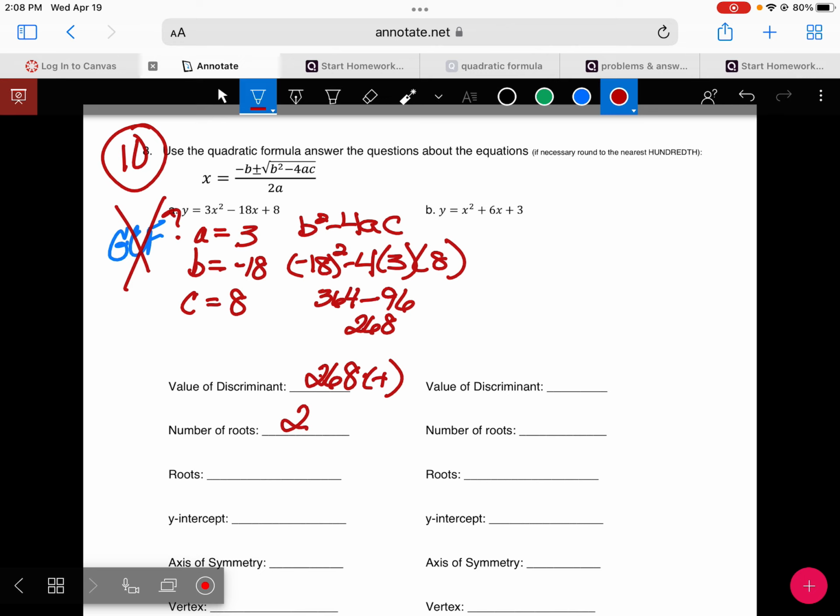What if my discriminant is equal to 0? How many roots will we have? 1. Yes, we have 1 root. And if my discriminant is less than 0 and it's negative, you're going to have no real roots. That is in your books. There's a page that talks about that. So that's a good reminder refresher.